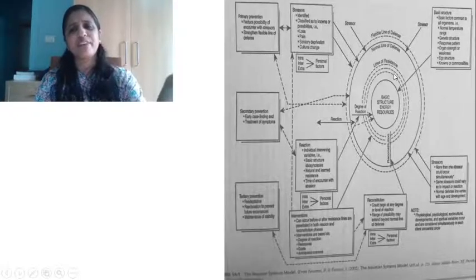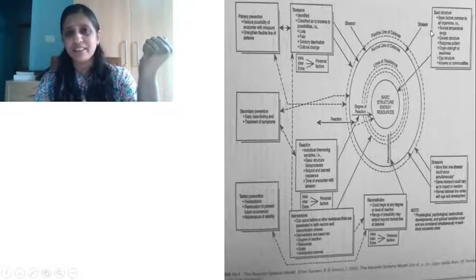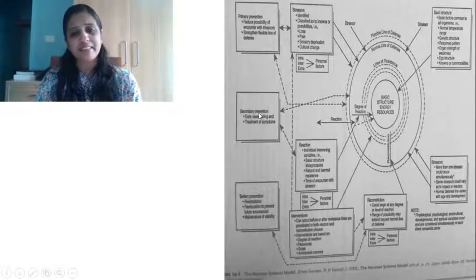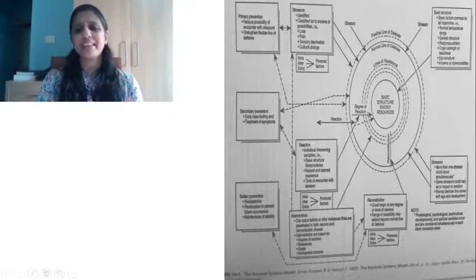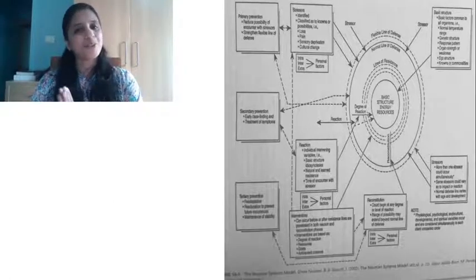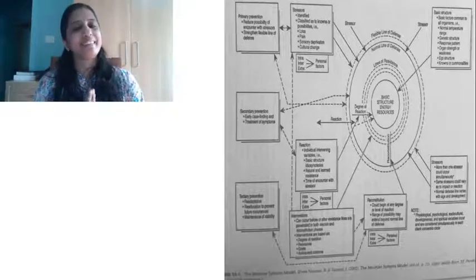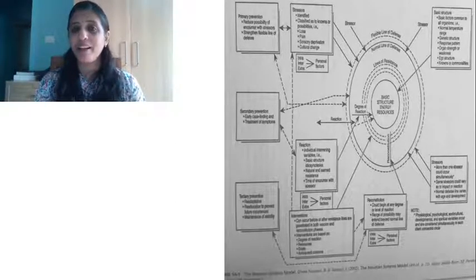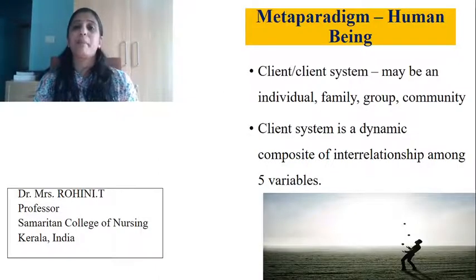Basic structure, line of resistance, normal line of defense, flexible line of defense, stressors present in the environment, primary prevention, secondary prevention, tertiary prevention, reconstitution, everything is there. So there is an energy exchange. Once you understand the model, once you know this diagram thoroughly, you can very confidently write the assumptions or the propositions of the Neuman systems model. So with this, we go to the next thing, the metaparadigm.